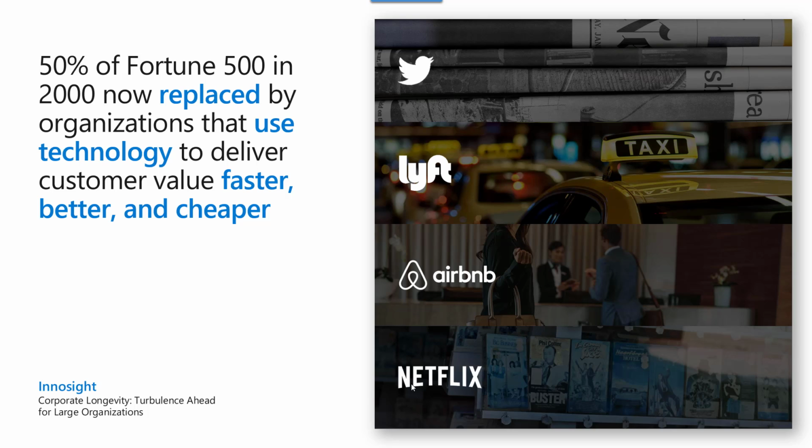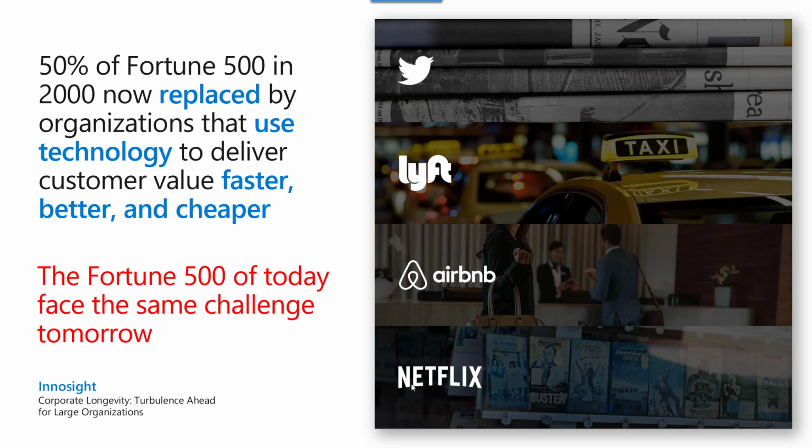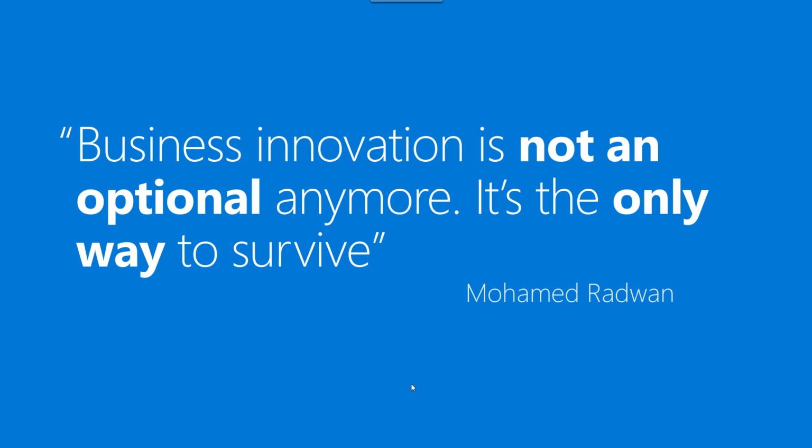And for those companies that don't understand the digital disruption that's happening, they will face the same fate. This is why we usually say that the Fortune 500 of today will face the same challenge tomorrow if they don't understand the digital disruption and how to use technology to get innovation. So this is why I usually say business and technical innovation is not optional anymore. It is the only way to survive. As we saw, it is not just that companies may get less revenue, it may lead to the company being completely out of the market.